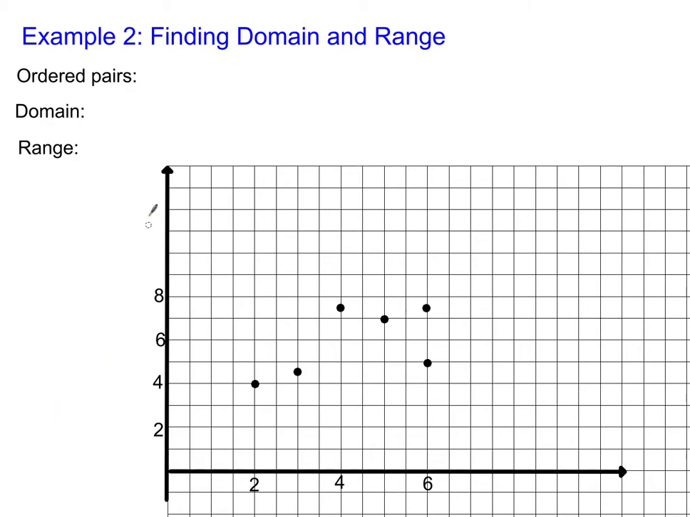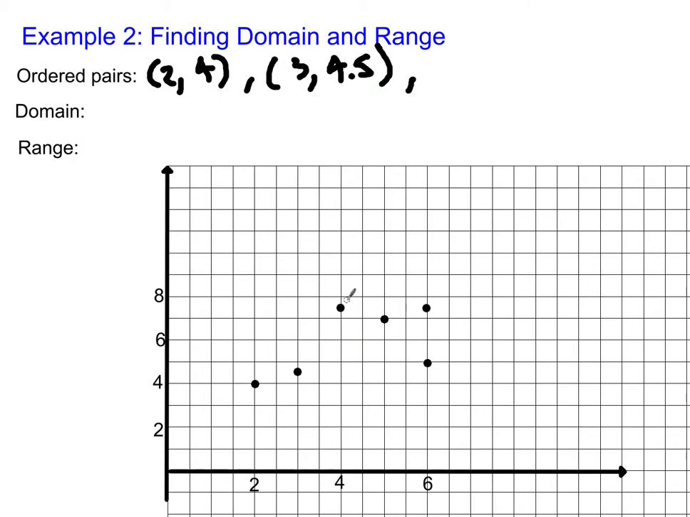Example 2. We're going to now find the domain and range for this relation. So we have a relation graphed here, but we don't have the ordered pair values. So we could write out all the ordered pairs, and I'm going to go ahead and do that. This one is the point 2 on the x-axis and 4 on the y. So we went 2, 4. This one looks like 3, 4.5.